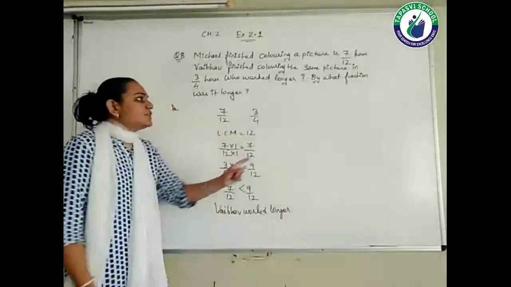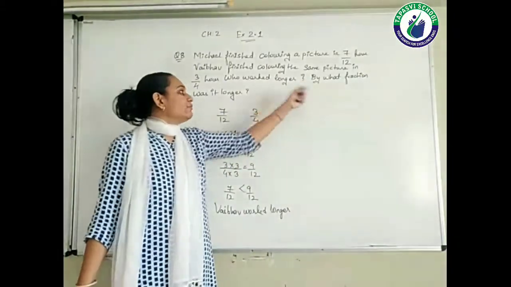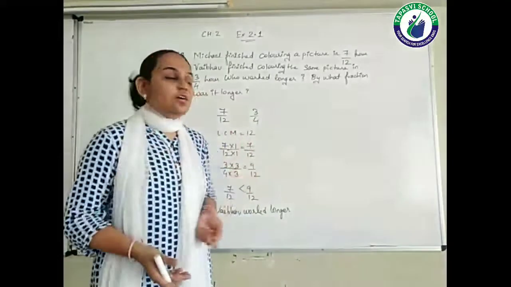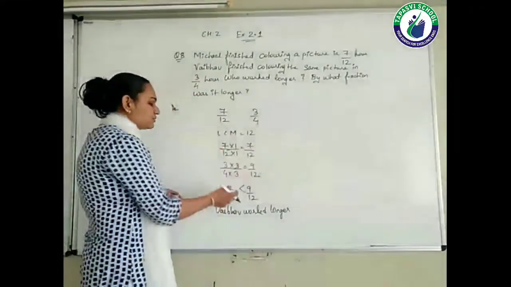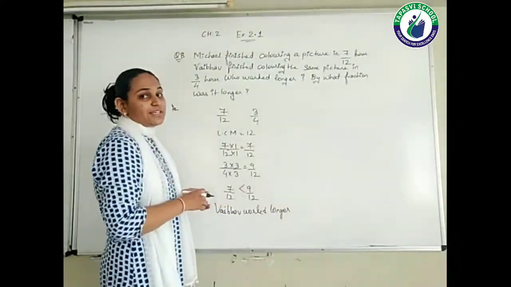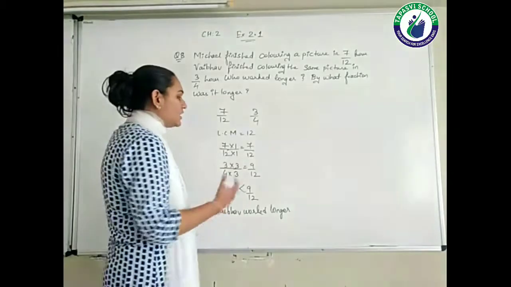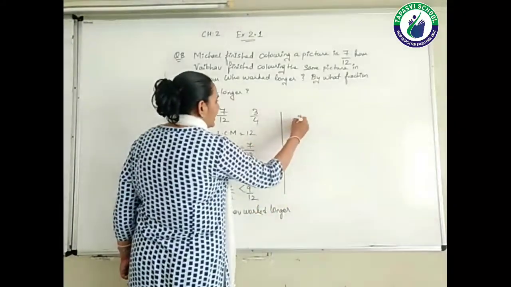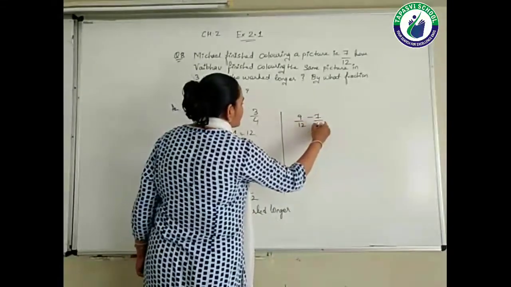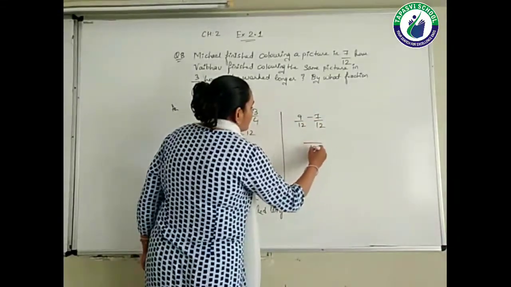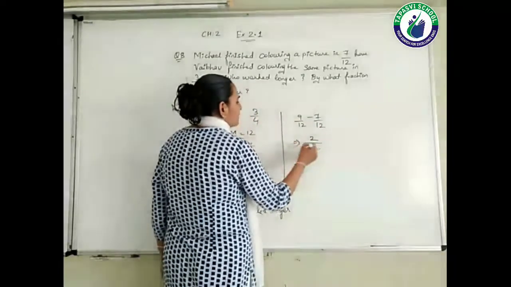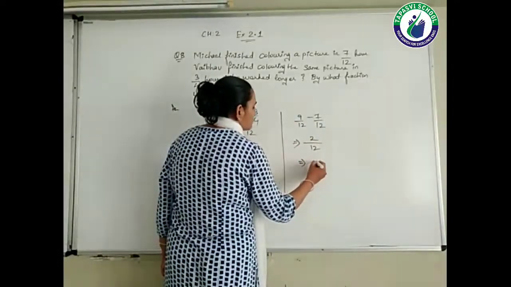Okay. Now one question is still pending. By what fraction was it longer? So we have to subtract them. Then we can say how much longer Vaibhav has worked. So 9 by 12 minus 7 by 12. 9 minus 7 is 2, right? So 2 by 12. So we can reduce it, students.